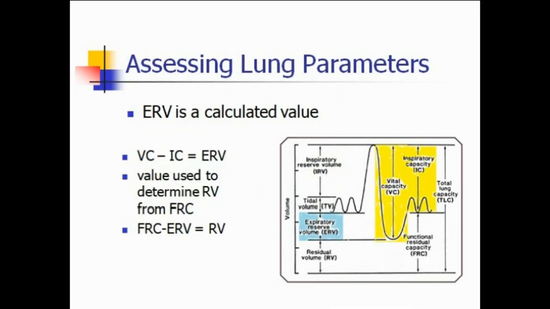Next measurement we're going to be talking about is ERV, expiratory reserve volume. It's a calculated value, calculated by taking the inspiratory capacity away from the vital capacity to give us ERV. The ERV is the amount of air in the lungs after that passive tidal volume breath. The value of ERV is to determine residual volume by subtracting ERV from FRC, which gives us the residual volume.